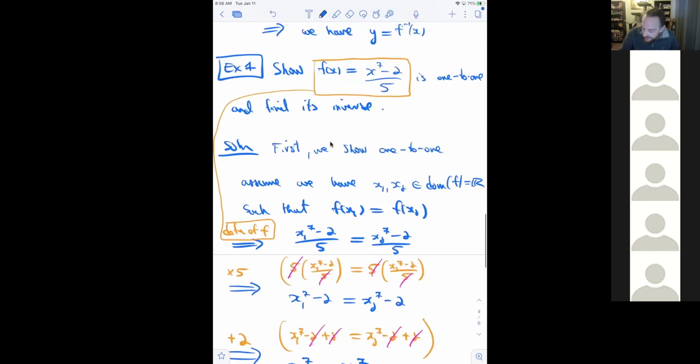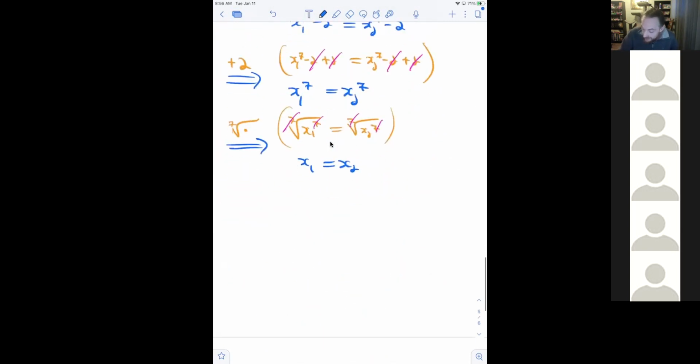So if we assume that f of x1 equals f of x2, I got that that implies that x1 equals x2. Therefore, f is one-to-one, and hence invertible.